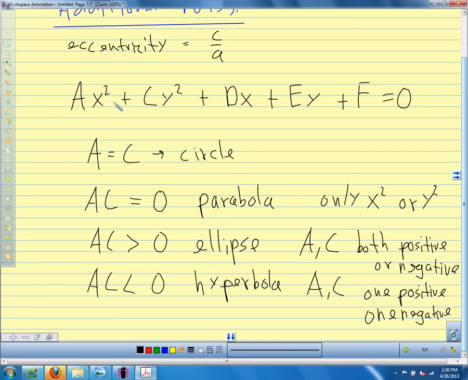So if we have an equation that looks like this, we can tell right away if it's a circle, parabola, an ellipse, or a hyperbola. So you'll get something that looks like this, some long equation, and it'll say, is this an ellipse, a circle, a parabola, or a hyperbola? Or it'll give you a choice and say which one is the ellipse.